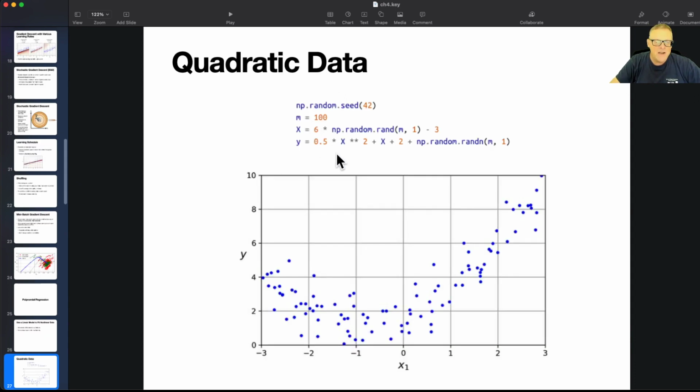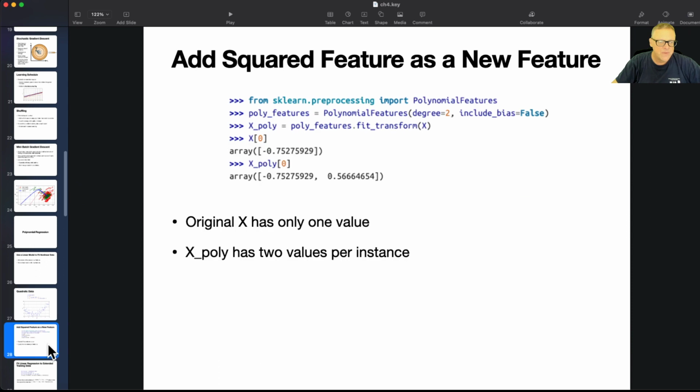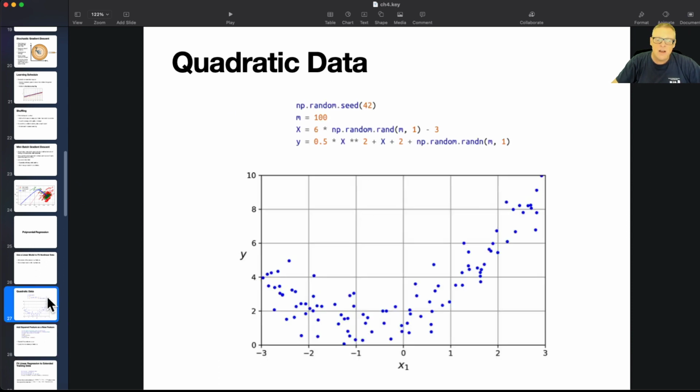So you now create your data X. And then your model here, this is quadratic data, so it's going to be half x squared plus x times 2 plus x plus 2. So this is a square, a parabola. So a straight line is not going to fit this data at all very well.